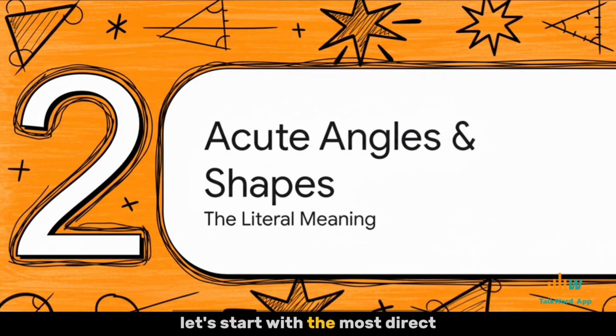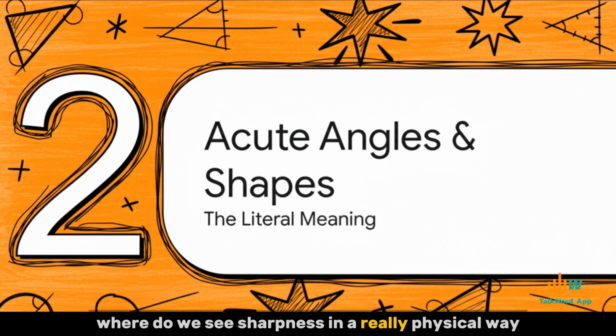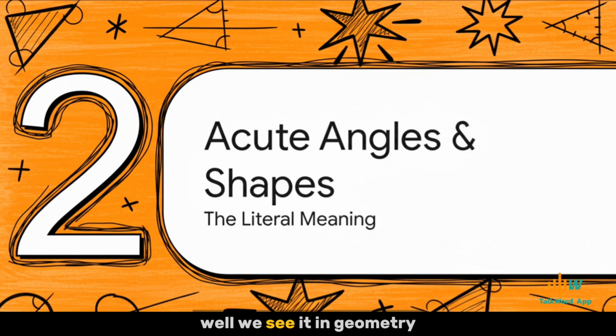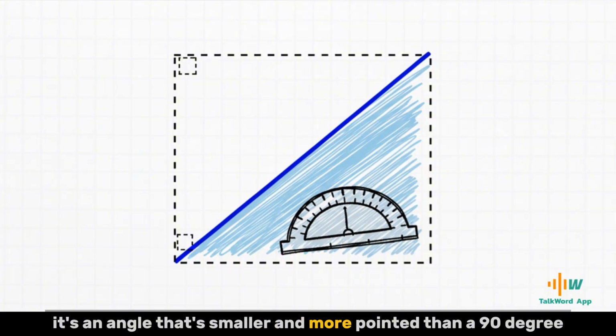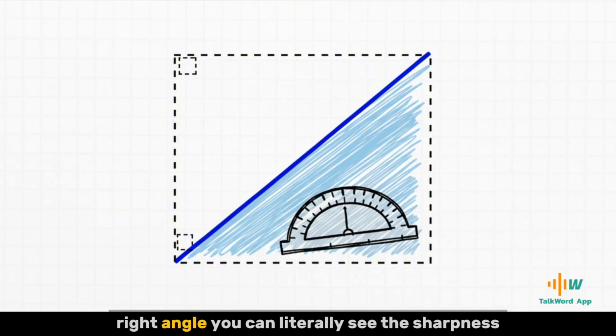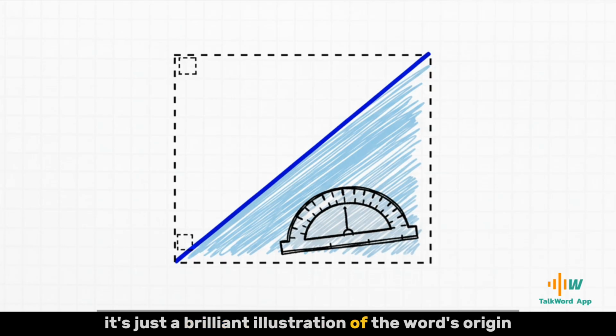Let's start with the most direct, most literal translation of that Latin root. Where do we see sharpness in a really physical way? Well, we see it in geometry. So in geometry class, an acute angle is just a sharp angle. It's an angle that's smaller and more pointed than a 90-degree right angle. You can literally see the sharpness. It's just a brilliant illustration of the word's origin in the most visual way you can imagine.